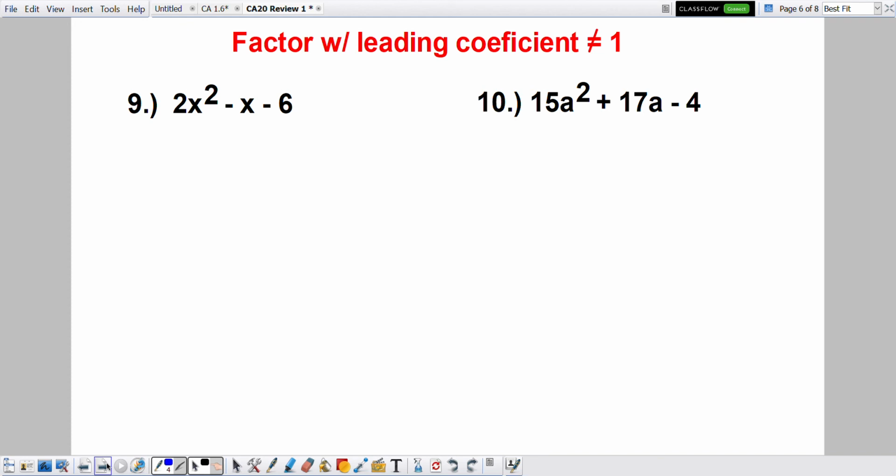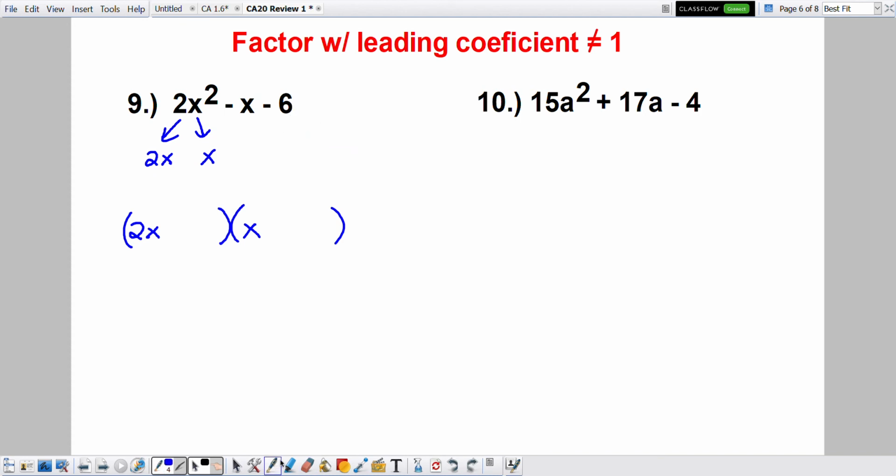So what happens is a leading coefficient that's not equal to 1. This number 2 right here is not 1. So to break 2x squared apart, 2x times x is 2x squared. Okay? So I know when I have my factors, there's no other way to get 2x squared. It's going to start with 2x, the other one's going to start with x.